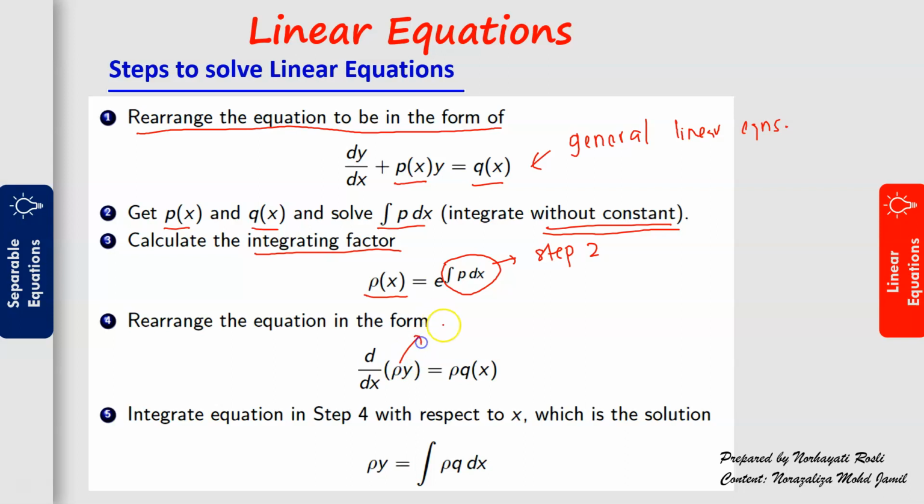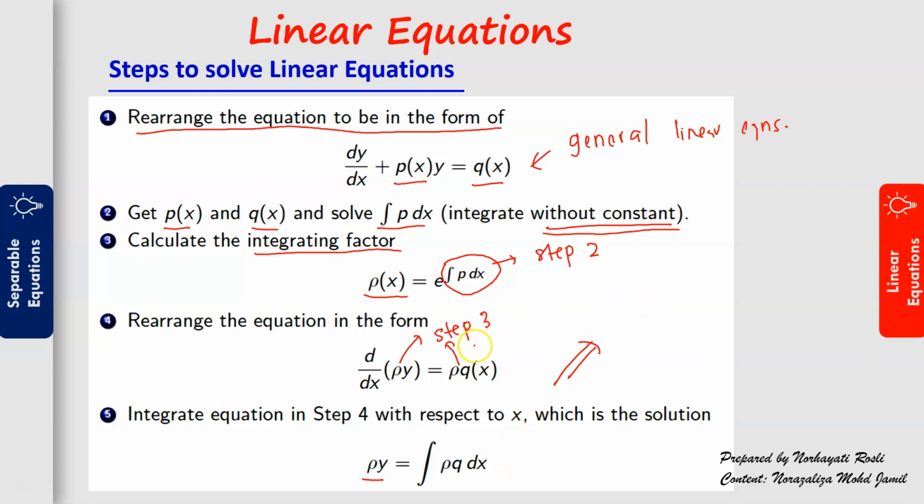This one is the integrating factor from step 3. And also this one is the integrating factor from step 3. Means that rho times y and here rho times Q(x). Once we got this one, we go to the last step. We integrate the equation in step 4 with respect to x. That is, finally you got this solution: rho y equal to the integration of rho Q dx. That is for this part.